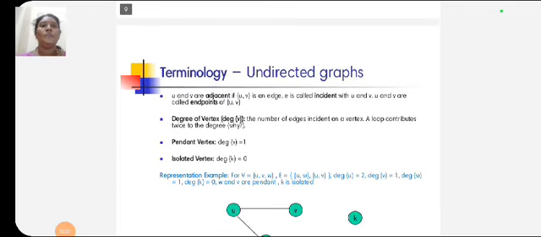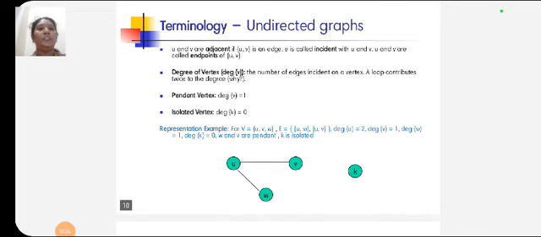So we can see about some terminologies for undirected graphs. U and V are said to be adjacent if there is an edge between them. The edge E is said to be incident with U and V, and U and V are said to be the endpoints. Degree is the number of edges incident on a vertex, and here a loop contributes degree 2 to a vertex. If the degree of the vertex is 1, then it is said to be a pendant vertex. If the degree of the vertex is 0, then it is said to be an isolated vertex.